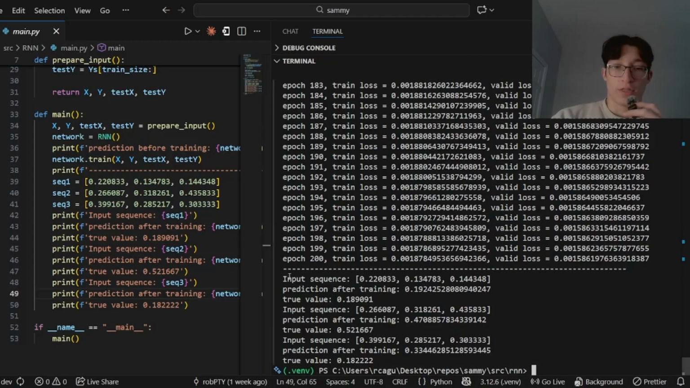At the end, we'll see that the input sequence was 0.22, 0.13, and 0.14, which are the temperatures in Celsius. And the prediction of our network was 0.19. The true value was 0.189, which shows that this is very close to the correct prediction. With the next sequence, it did not get as close. It was off by 0.05, which is not that bad. And then with the third one, it was off by a lot more. But this is definitely a harder sequence to predict than the first one, because there are some patterns that the network can pick up on or not.